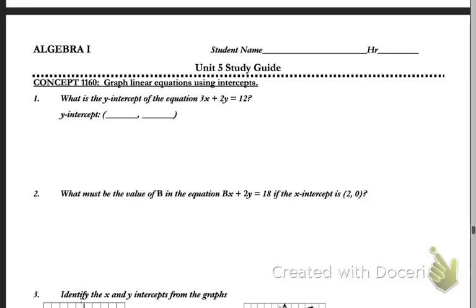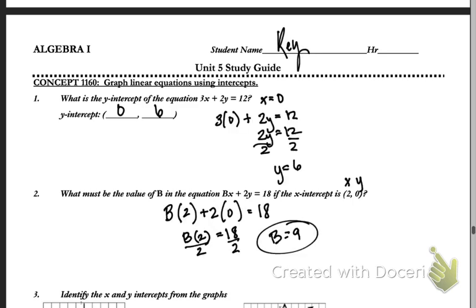Number 1. What is the y-intercept of the equation 3x plus 2y equals 12? In order to find the y-intercept, you're going to need to plug in 0 for x. So you're going to have 3 times 0 plus 2y equals 12, which leaves you with 2y equals 12, and then divide by 2, so y equals 6. So the y-intercept is (0, 6).